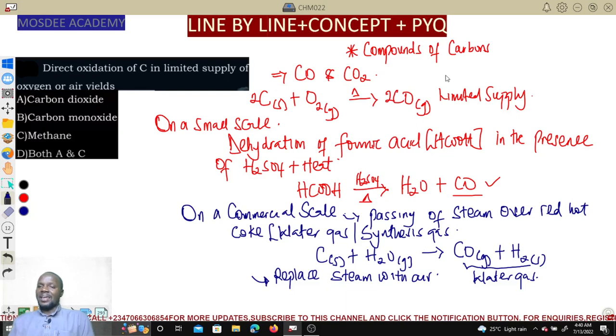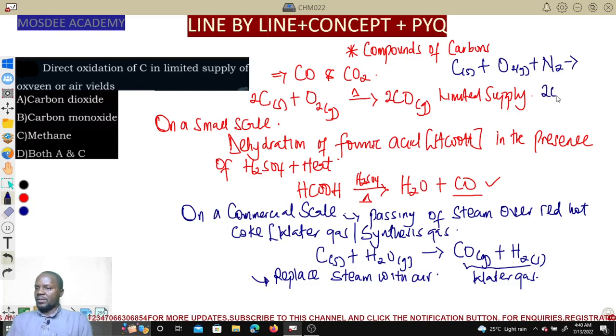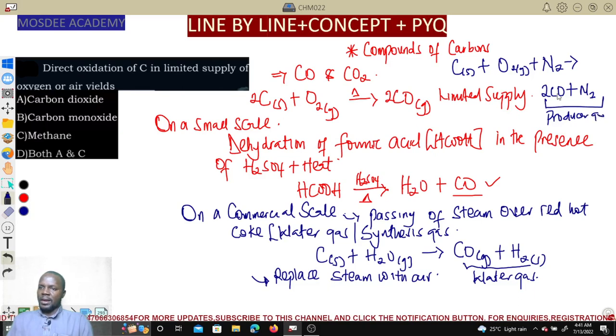When you replace steam with air, look at the reaction. Carbon, solid, combining with, instead of steam, air. Air is O2, which is also a gas, and you mix some amount of nitrogen, N2, with it. So you are going to have the product CO plus N2, which is called producer gas. I did not balance. If you want to balance, you put 2: two twos are four, so this is balanced, and this will be four. So producer gas is a mixture of carbon monoxide and nitrogen.